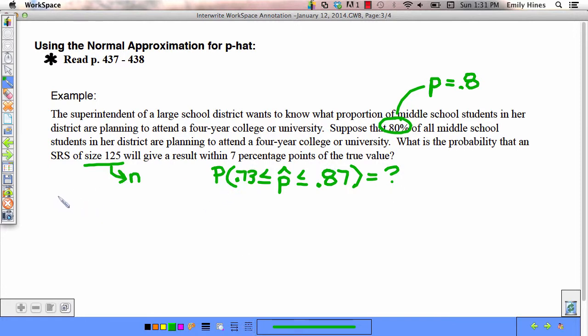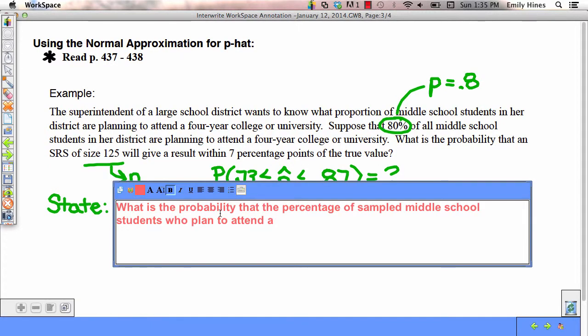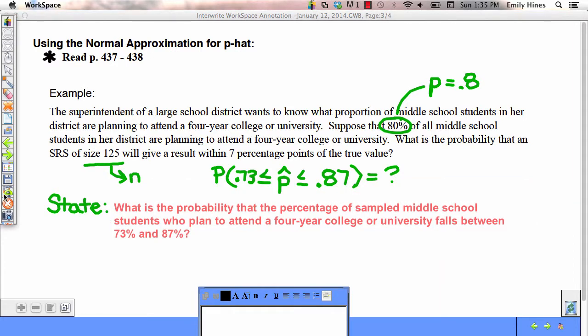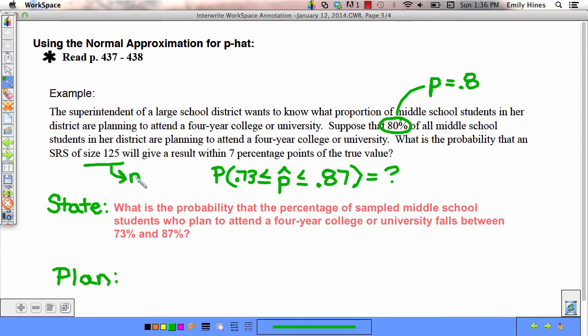Okay, so I want to state, what is the probability that the percentage of sampled middle school students who plan to attend a 4-year college or university falls between 73% and 87%. So there's our state. Next, we want to plan. And when we plan, we need a couple things. First things first, let's write down what we know.